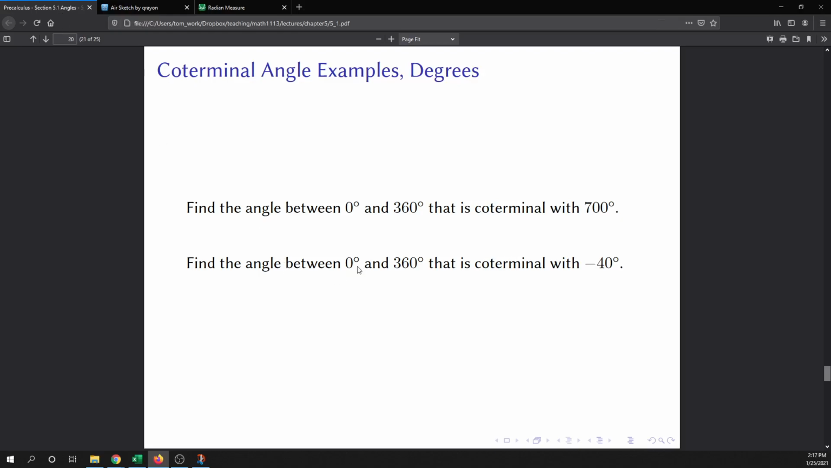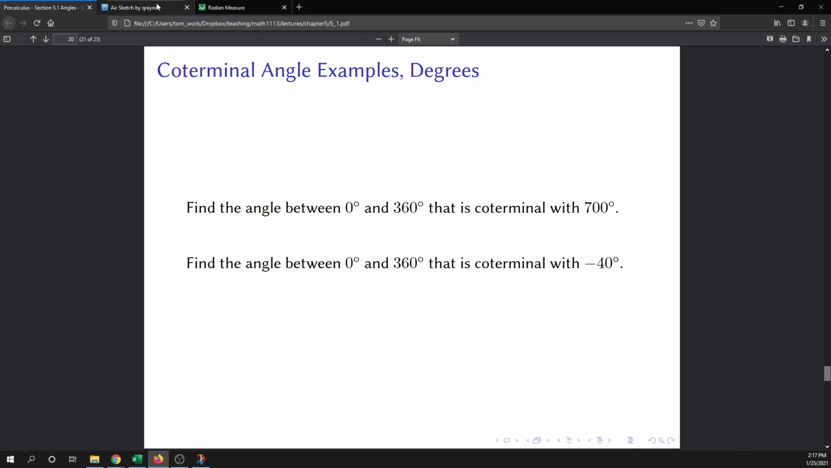It says find the angle between 0 and 360 that is coterminal with negative 40 degrees. We can see that negative 40 is less than 0, whereas 700 was bigger than 360. So what we did was start to subtract 360. Remember, 360 degrees is one complete revolution around with the terminal side. Since negative 40 is less than 0, we're going to start adding 360.